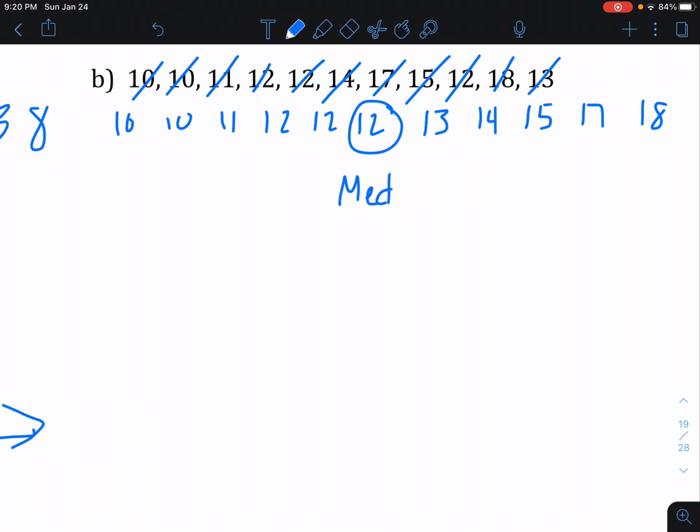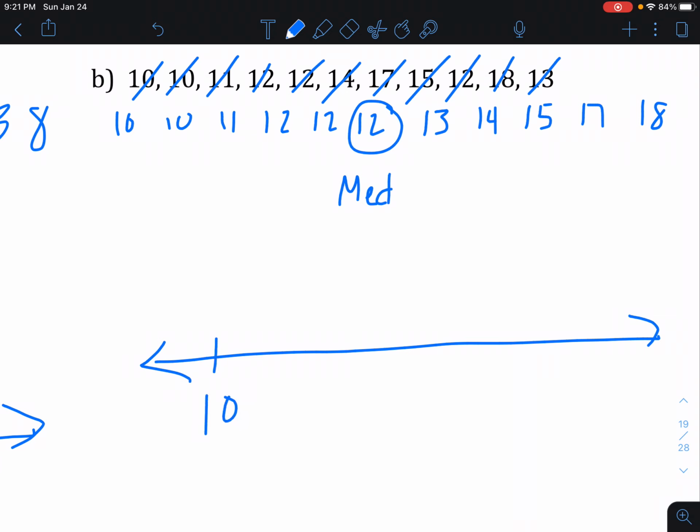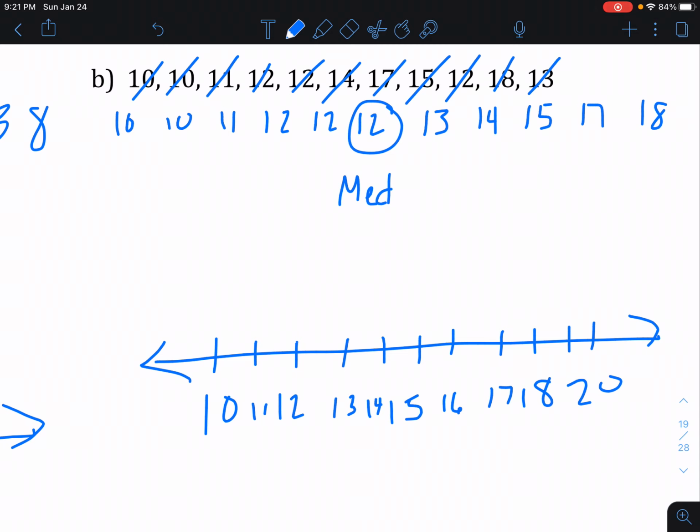So then I do need to make my number line. It goes from 10 to 18, so I'll go 10, 11, 12, 13, 14, 15, 16, 17, 18, 19, 20. Not the prettiest number line, but you get it. So the median, the middle of the box, is right here at 12.